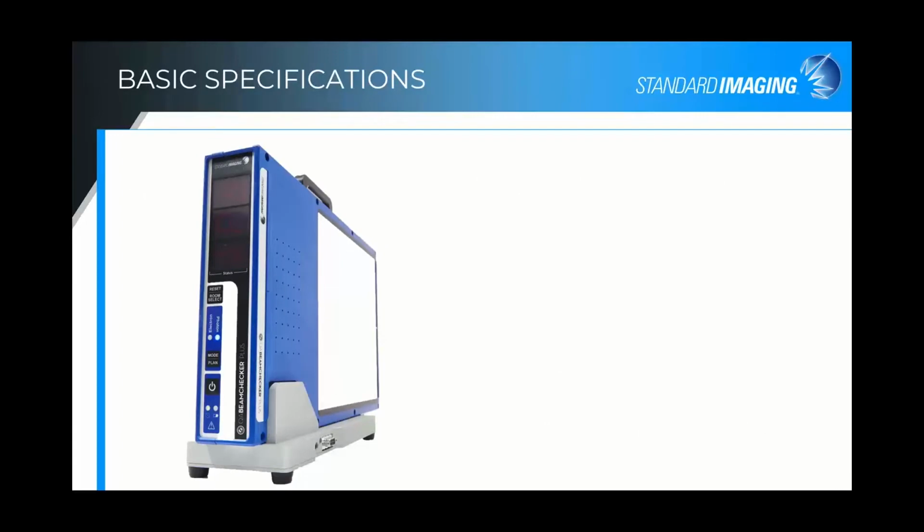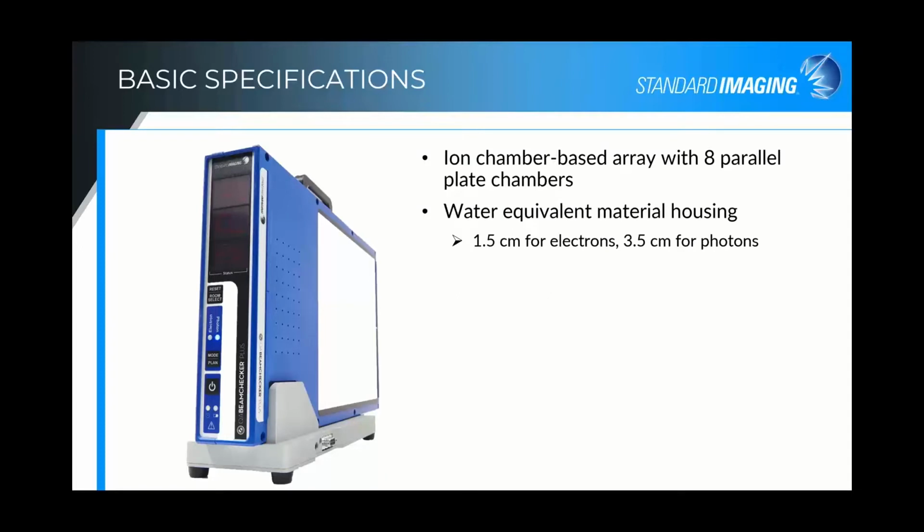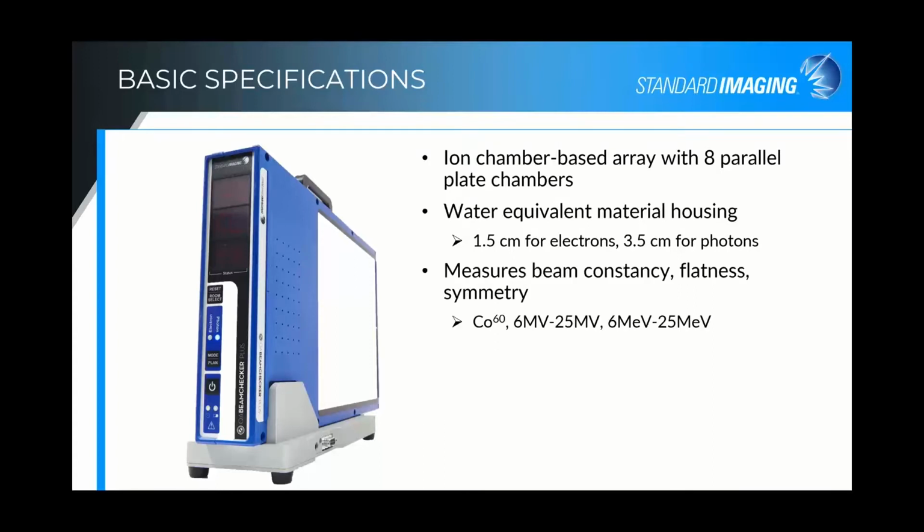So, the basic specifications of the BeamChecker Plus really make it a very easy system to use. It's an ion-based array with 8 parallel plate ion chambers. It has a water equivalent housing material. It has a lower centimeter buildup for electron side, 1.5 centimeters, and 3.5 for photons. It measures beam constancy, flatness, and symmetry for just about any energy out there: Cobalt 60, your full regimen of photons, and your full complement of electron beams as well.